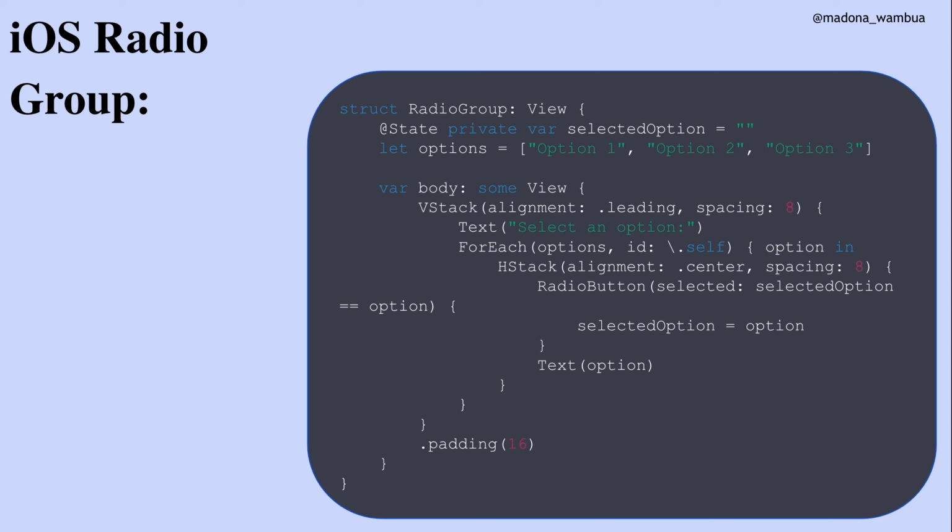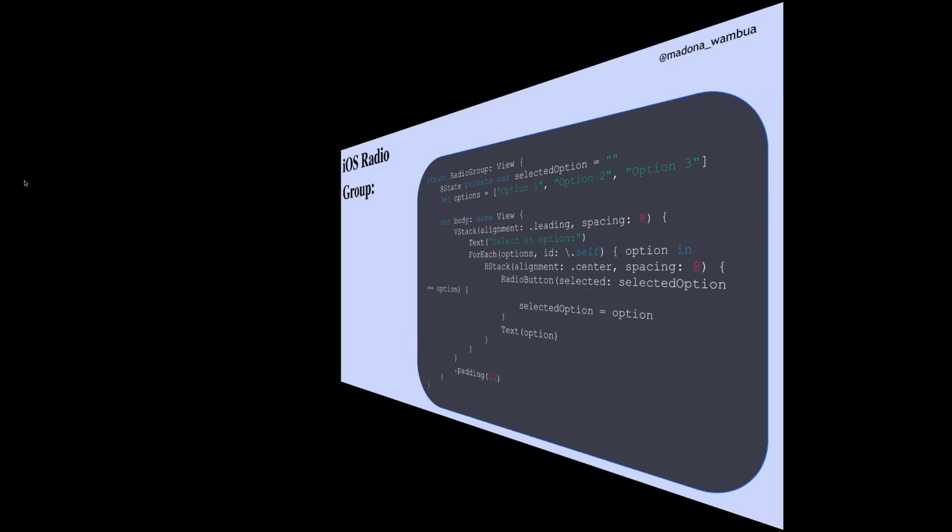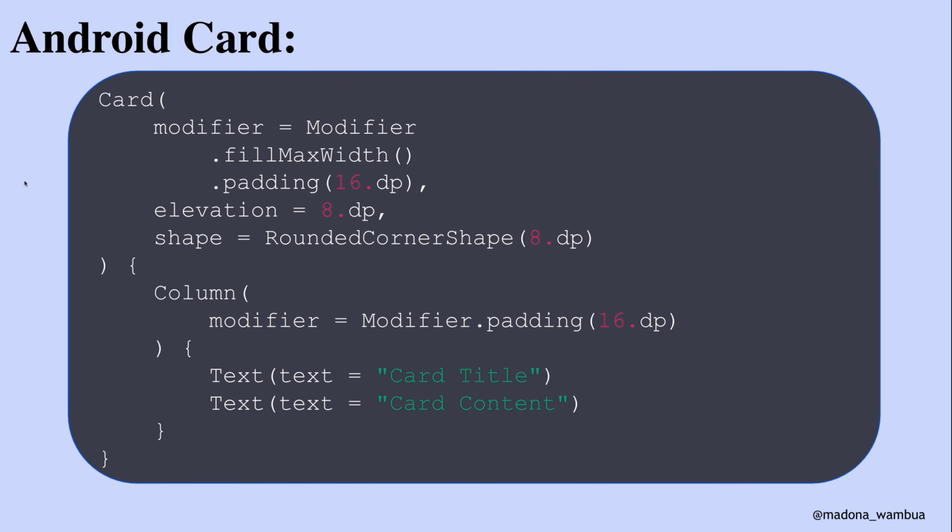A struct is short for structure, which is a way to define a custom data type in Swift. And in SwiftUI, structs are used to define the properties and behavior of various UI components, such as views, buttons, and labels. Each struct is defined using the struct keyword and contains a set of properties and methods that defines its behavior.